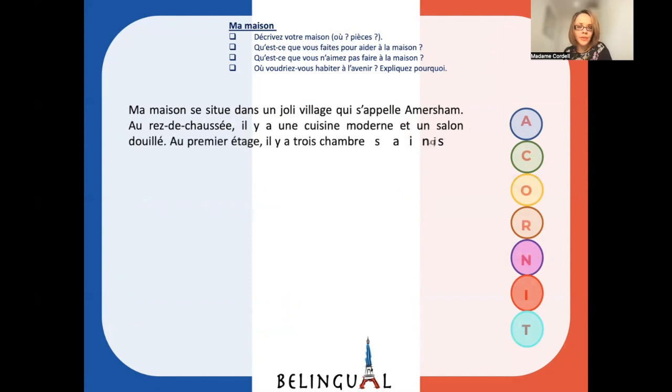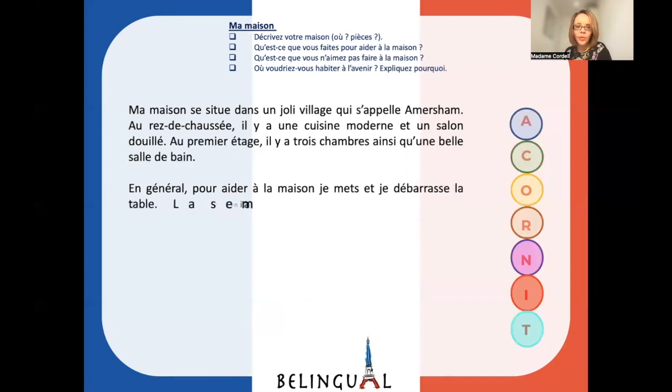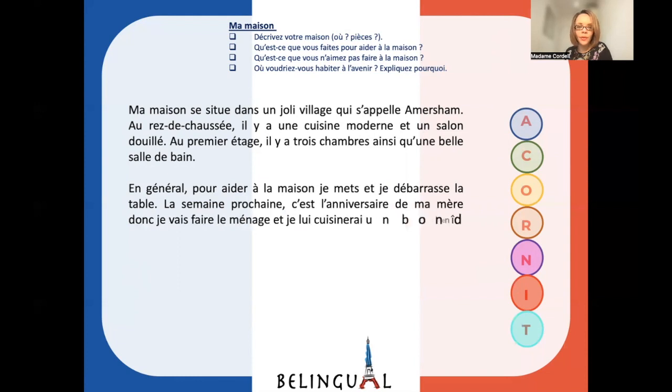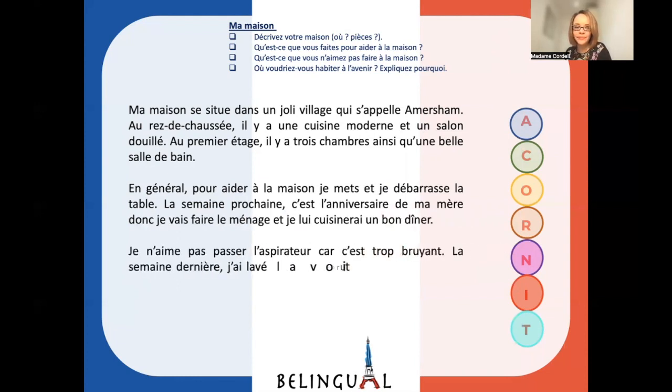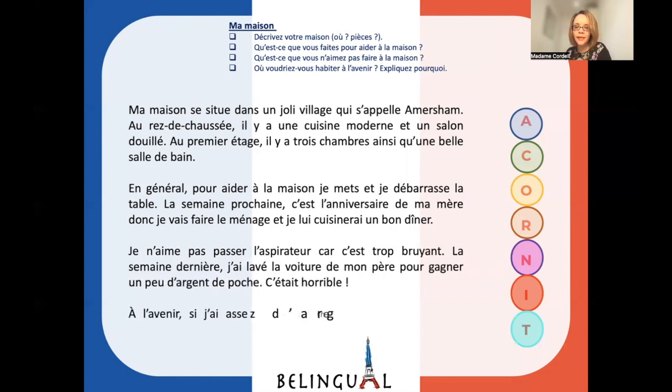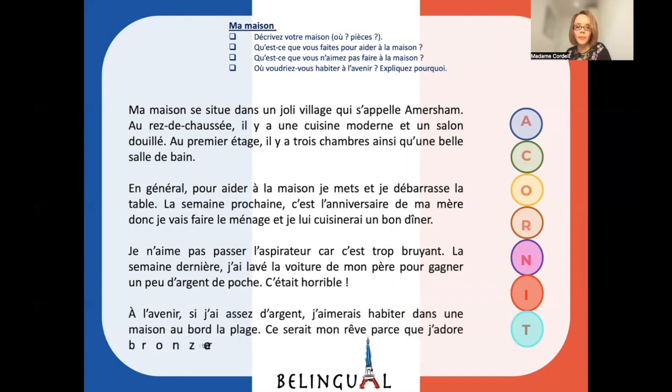Ma maison se situe dans un joli village qui s'appelle Amersham. Au rez-de-chaussée, il y a une cuisine moderne et un salon douillet. Au premier étage, il y a 3 chambres ainsi qu'une belle salle de bain. En général, pour aider à la maison, je mets et je débarrasse la table. La semaine prochaine, c'est l'anniversaire de ma mère, donc je vais faire le ménage et je lui cuisinerai un bon dîner.